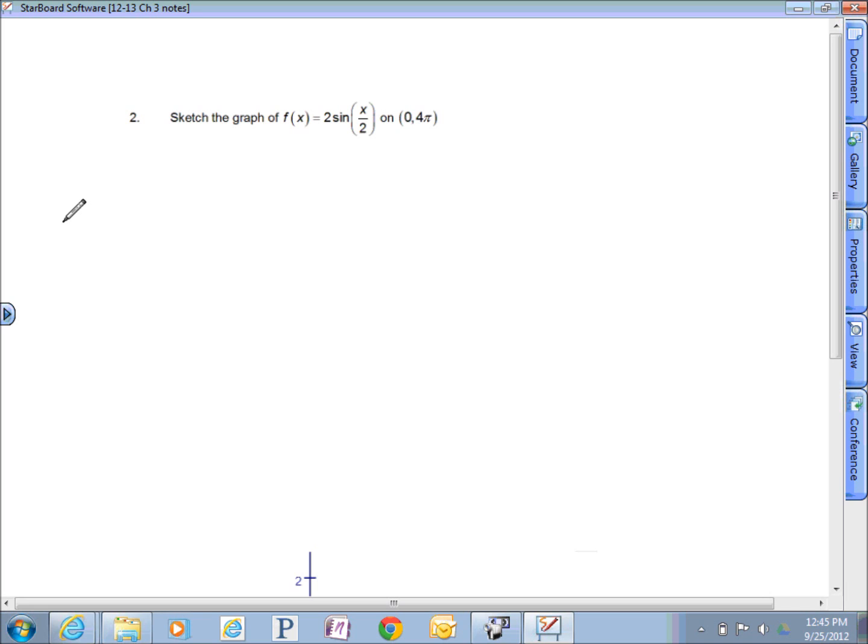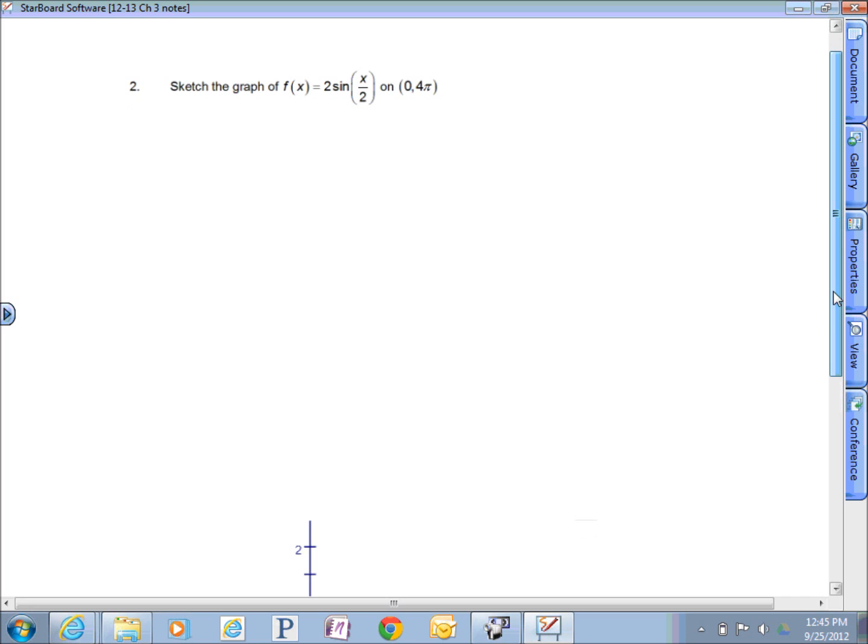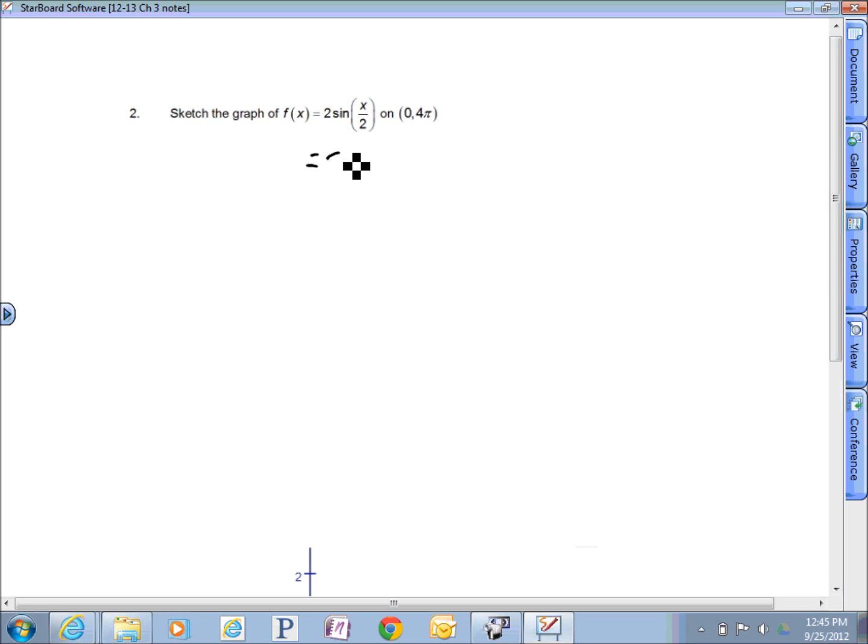So I'm going to reverse field on you a little bit here. A lot of people probably would jump right in, first derivative, second derivative, all that fun stuff, some nasty stuff coming. Well, what if we use what we know about graphing trig functions? Let's think back for a second. If we rewrote this thing as 2 sine of 1/2 x, what could we figure out about the graph?